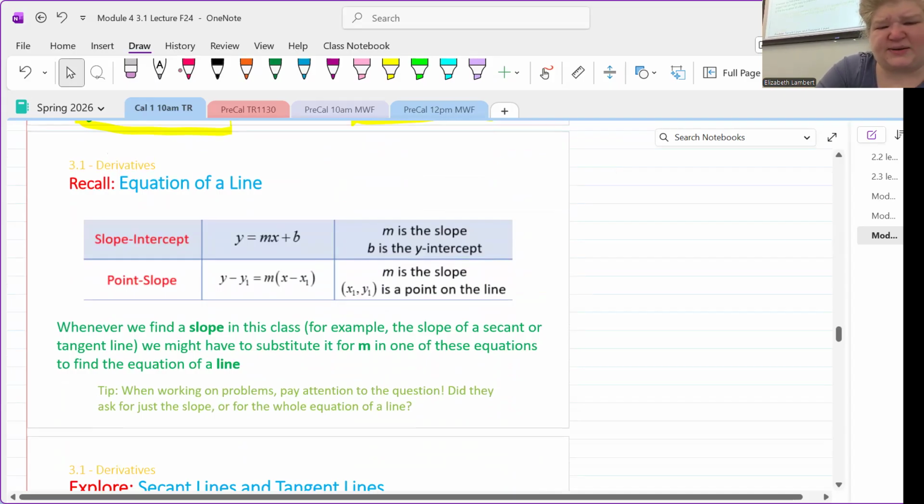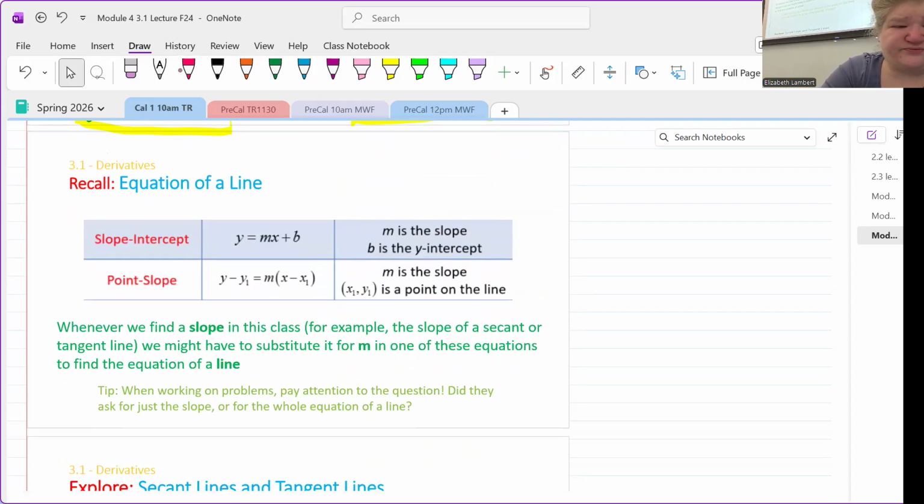So this slide is just a summary of the same things we did. And then Chris's tip here at the end: some questions in WebWork are going to just ask for the slope. Some of the questions in WebWork are going to ask for the whole equation. Pay attention, because it's not a whole bunch of slope and then a whole bunch of equations. It's all kind of mixed together.